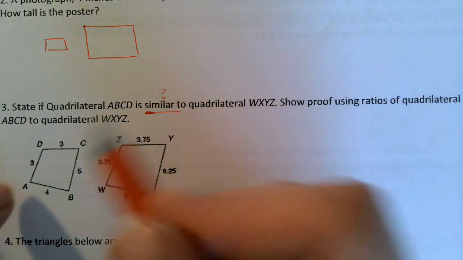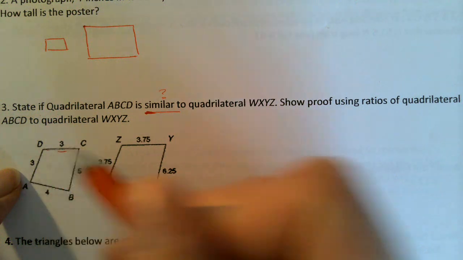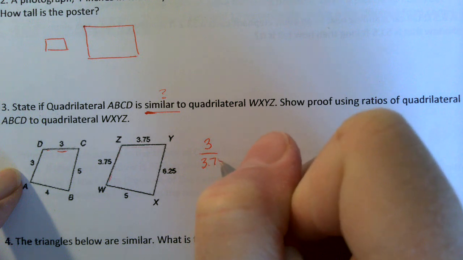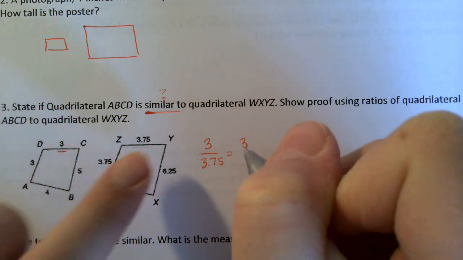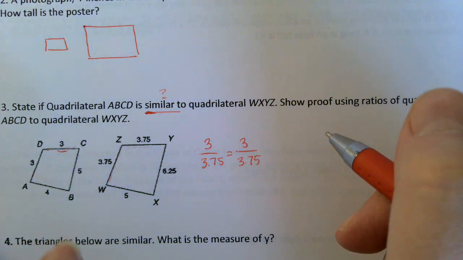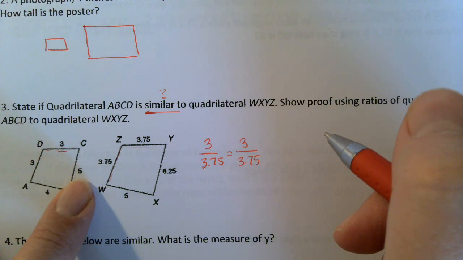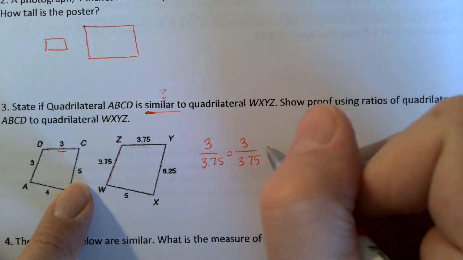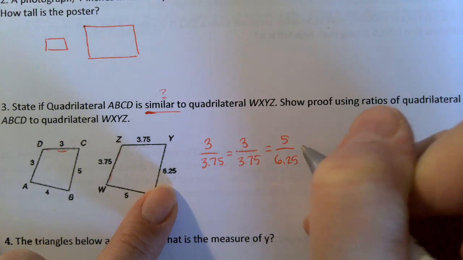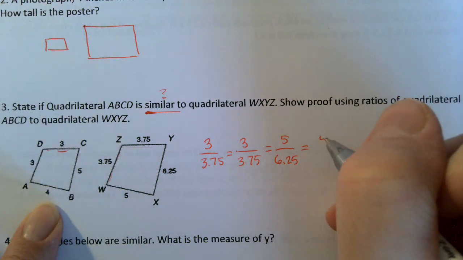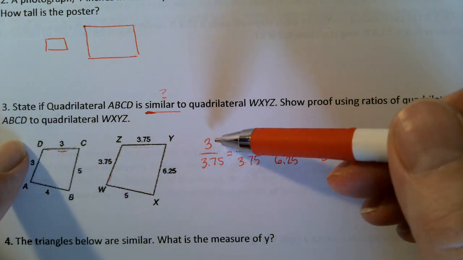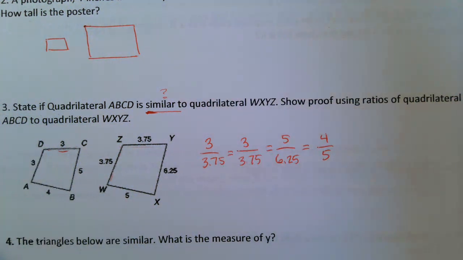So I'm going to look at the sides. These two are the same, and they're the shortest. So 3 goes over 3.75, and this top 3 goes over this top 3.75. Now, the longest side on both figures is right here, so that would be 5 over 6.25. And then that base is sort of in the middle, 4 over 5. Do you see that I was consistent? The tops are all from the left, the bottoms are all from the right, they pair up.